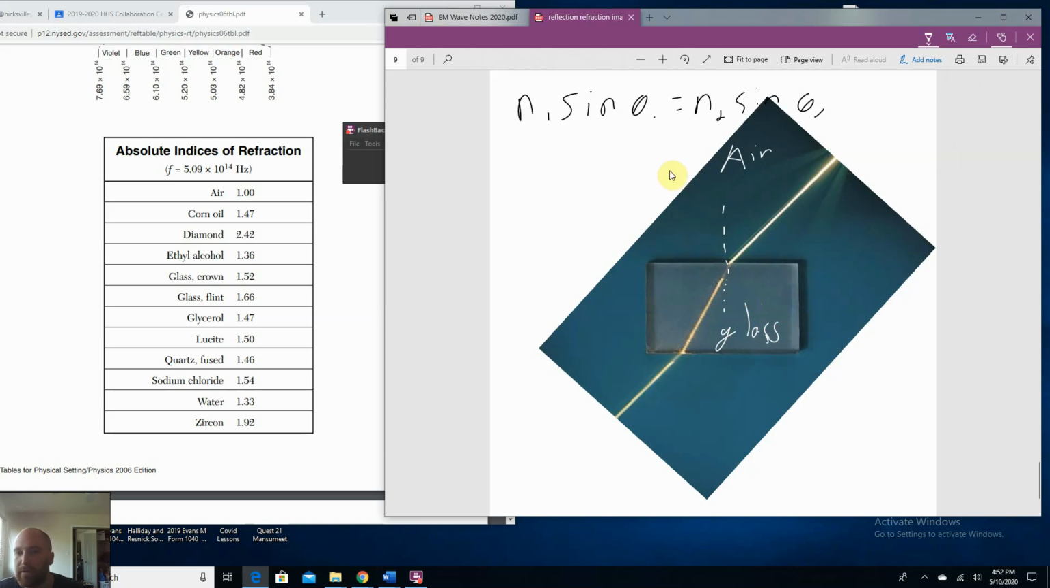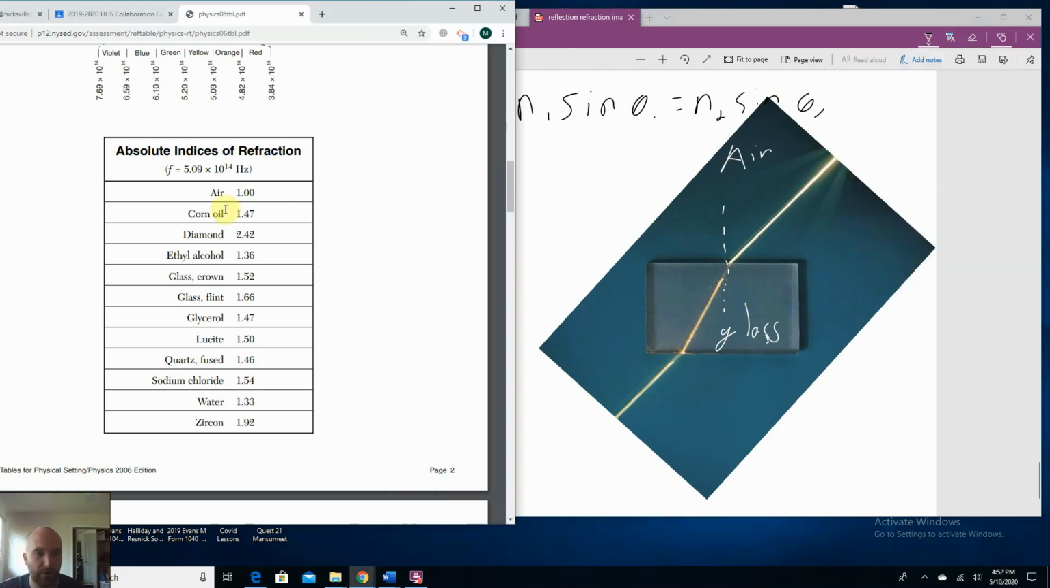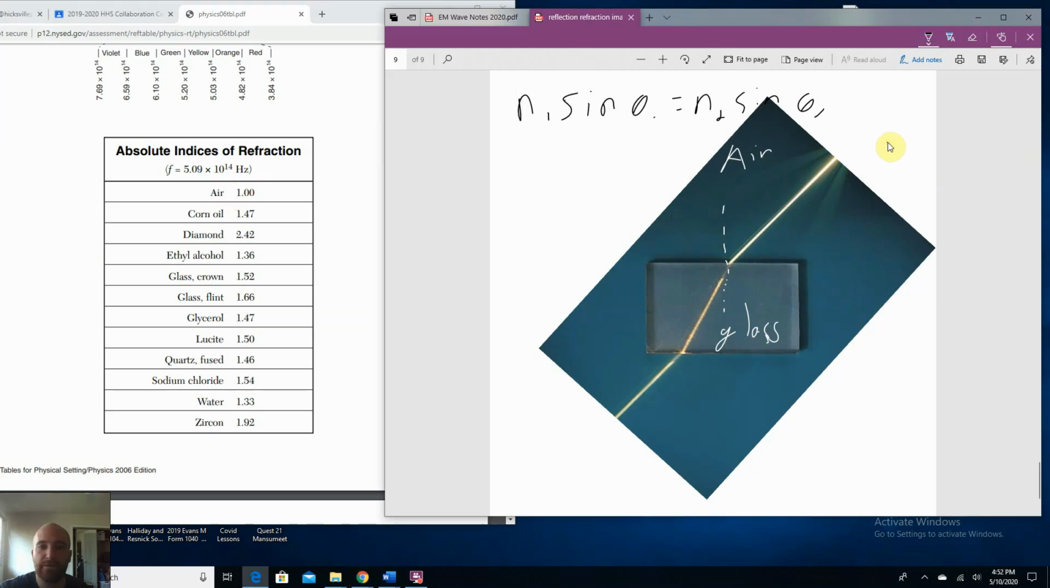Okay, so N1 would be the index of air. The reason you would know that, or know what to plug in there, is you are going to have to go to your reference tables, which I've got open right here. Air has an index of 1. So if we were plugging into this equation, N1 equals 1, because it's the index of air, the first material.